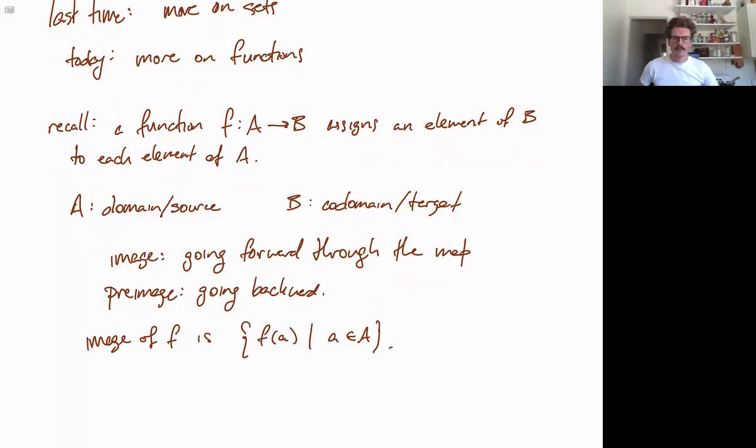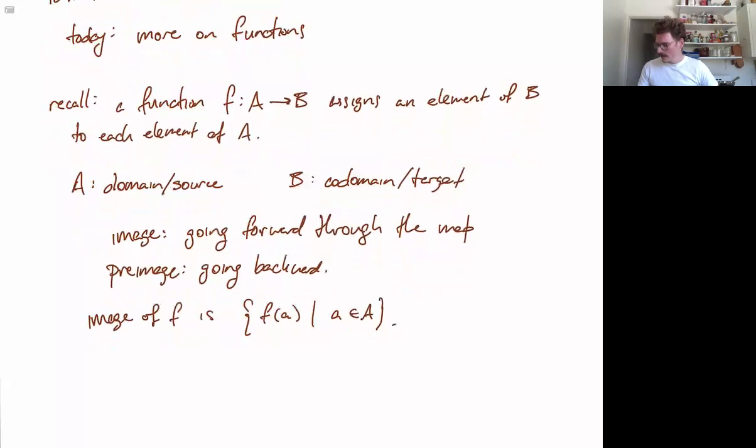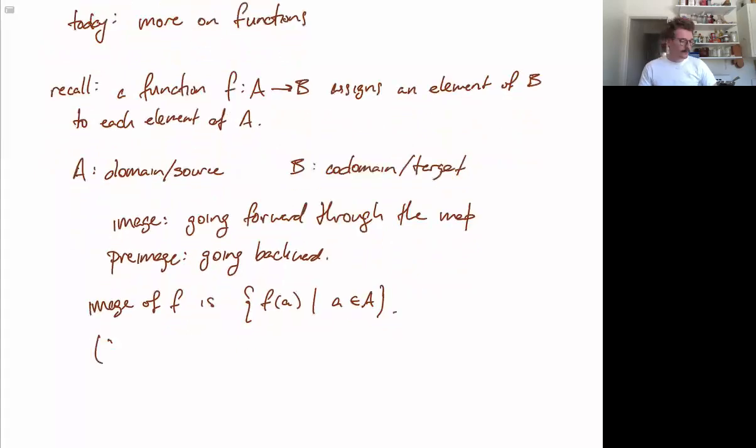And there was a question at some point last time, what does the word range mean? And I said that it meant the same thing as codomain, but I want to adjust that slightly to say that range can be used to mean codomain or image. So in particular, it's a little bit ambiguous because those are different things. So I'm going to avoid using that term.